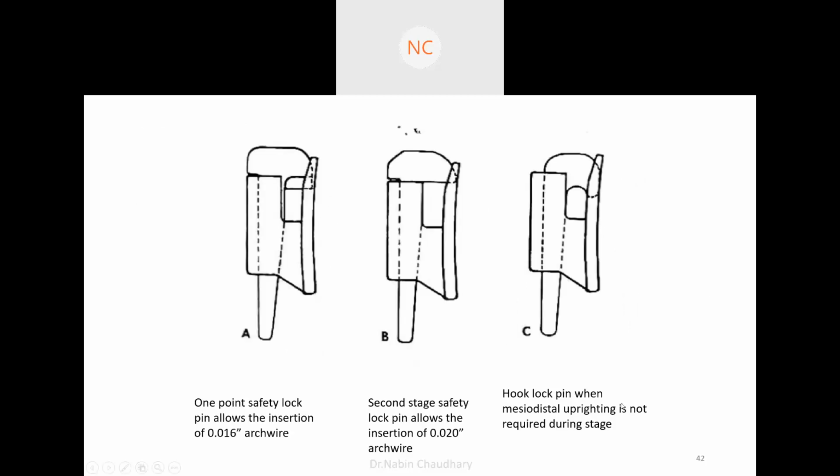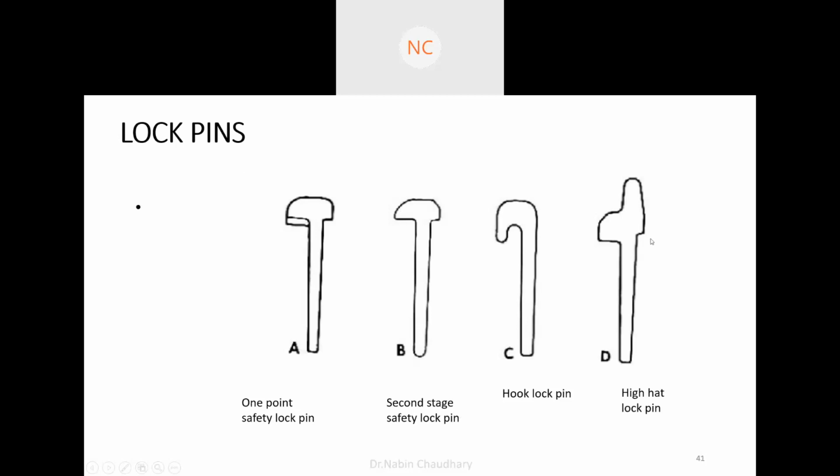And this is the hi-hat lock pin, and this is basically used when the use of elastics is required. It is basically used in case of the canine bracket, because the elastic is generally applied in the canine brackets.